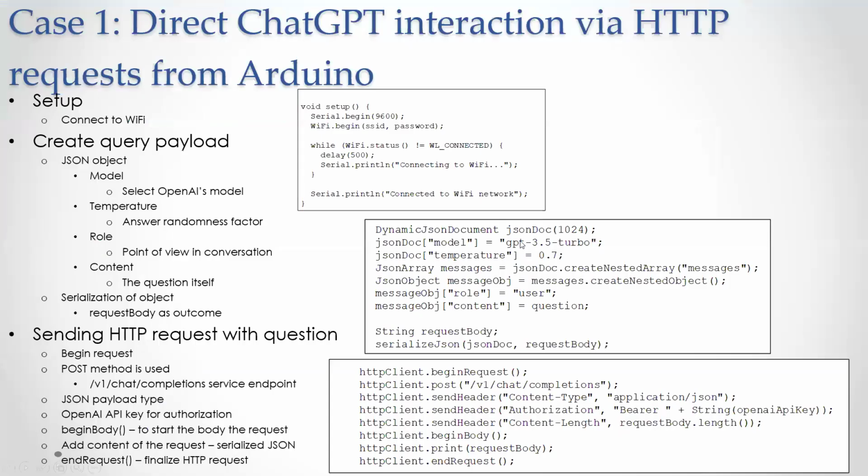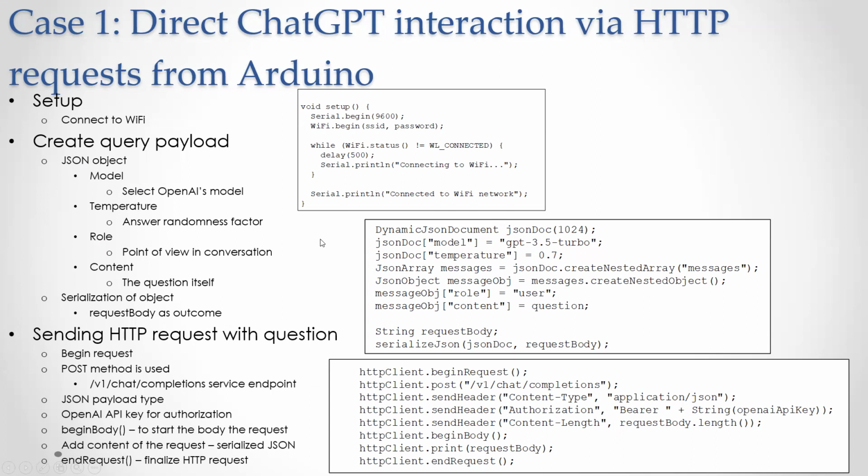Moreover, we have this part of the code forming the payload as a JSON object, and it actually consists of the fields which are required for ChatGPT in order to generate the answer. We have a JSON object, which has the model. We select the appropriate model version. In this case, it will not be the latest, but 3.5 turbo. There is also version 4.